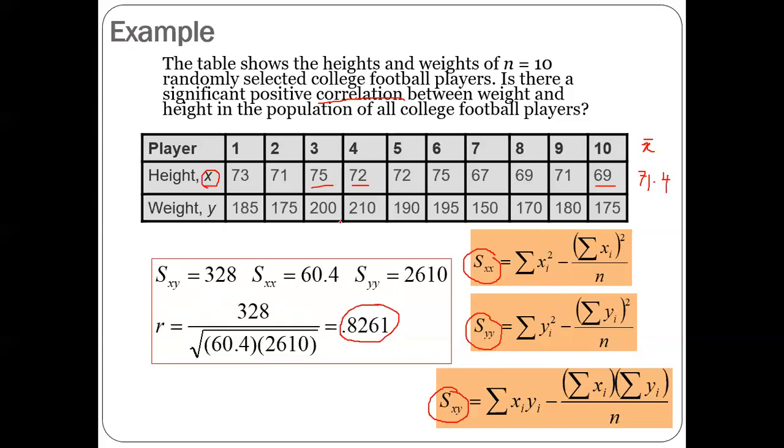And then you get the average mean for variable y or weight. So you total up 185, 175, 200 until 175 and divide by 10. So you will get 183. This is the value of y bar, the average mean for variable y.